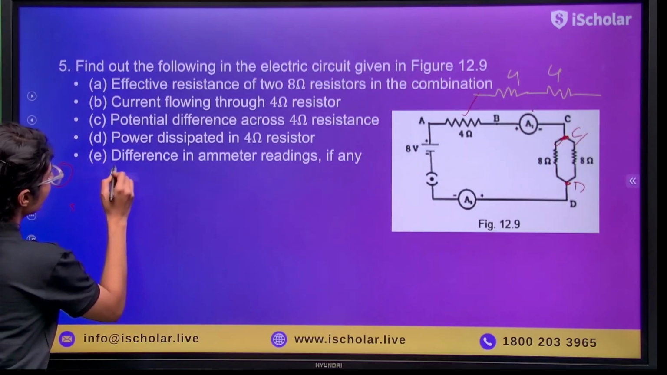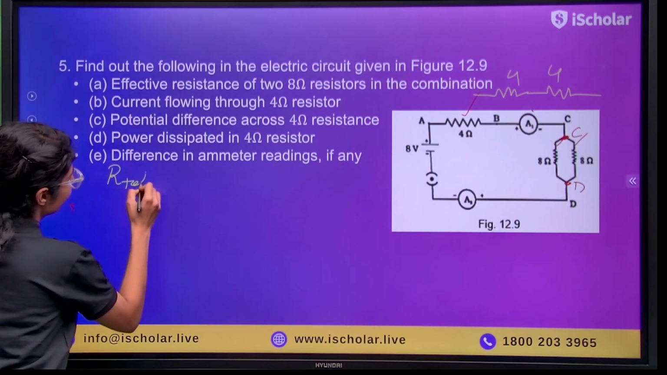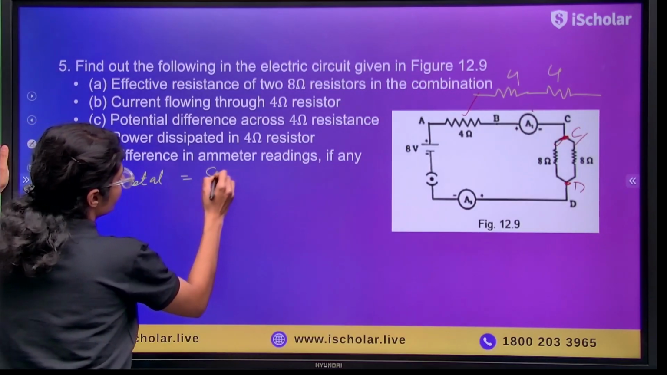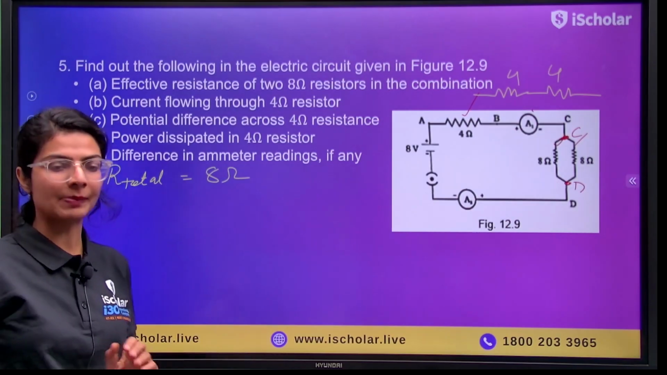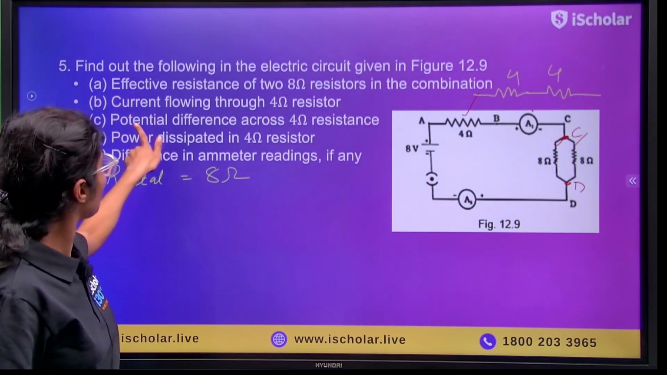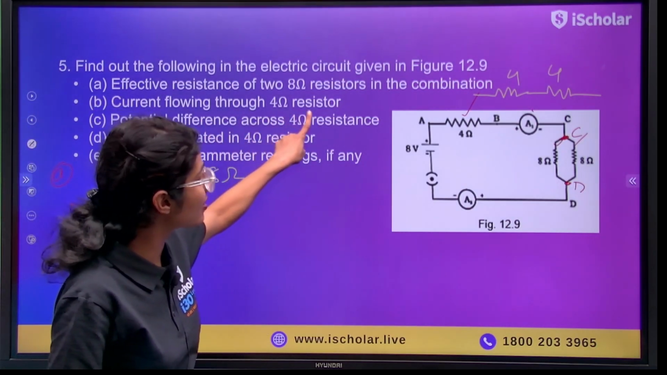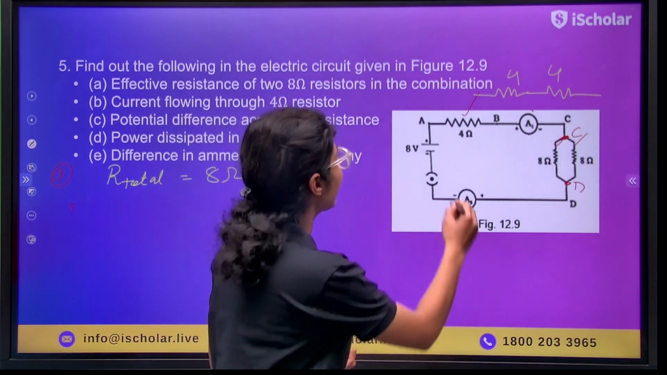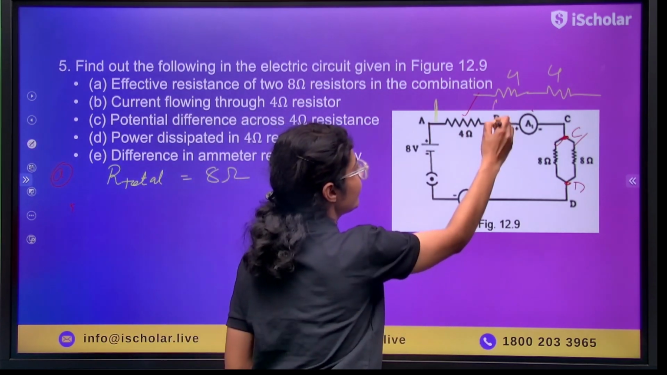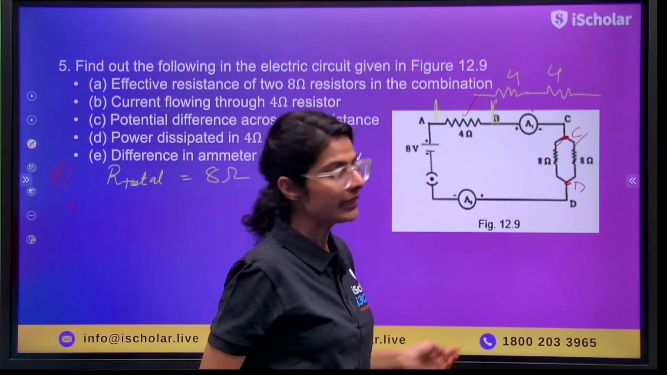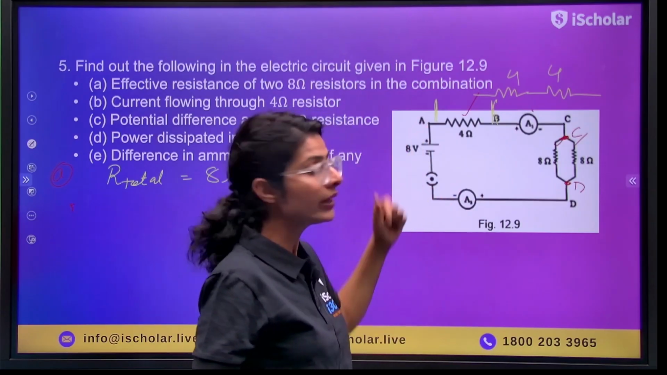Okay, so the value of R total is, I am writing it as 8 ohm. I hope this part is clear. Next is potential difference across the 4 ohm. They have asked us the potential difference between these coordinates, E and B. So how can we do this?